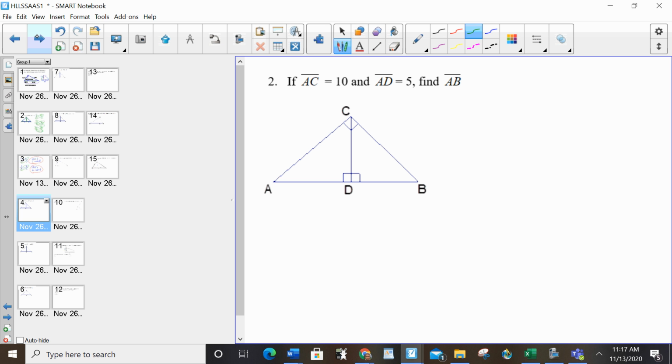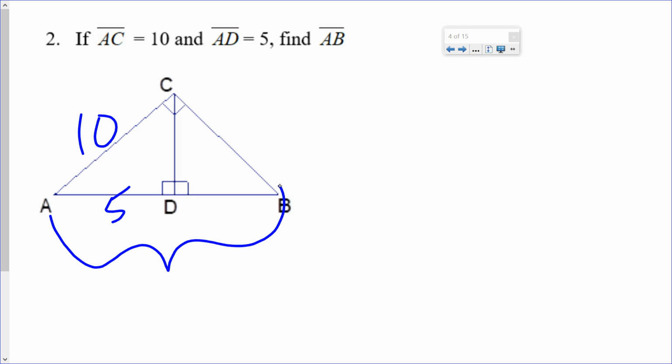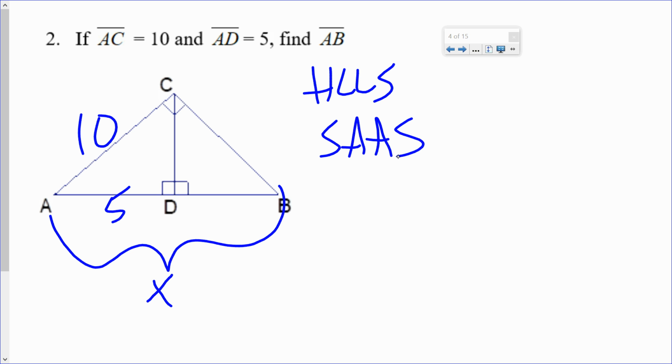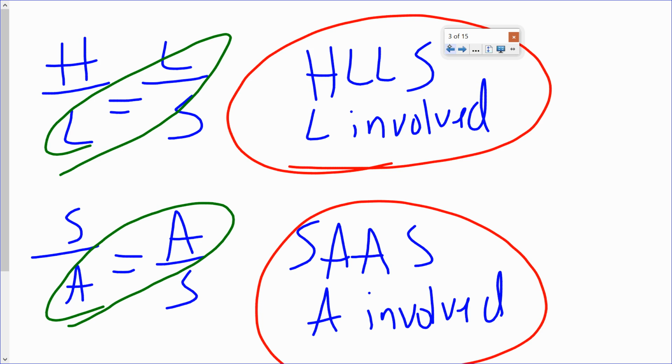Number 2, AC is 10, AD is 5. It's asking for AB. I know it's going to either be hills or SAS. To determine if it's hills or SAS, is there an L involved or an A involved? Well, in this example, there's an L involved, so I'm using hills. H over L equals L over S.